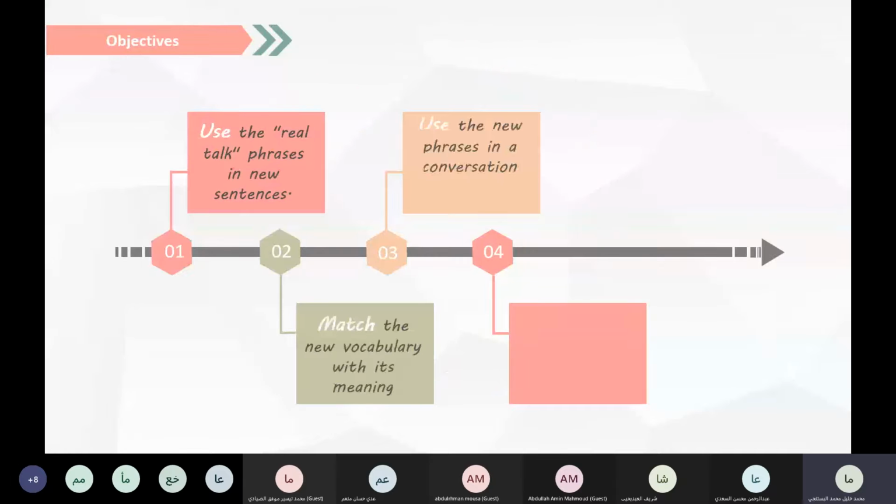These are the objectives. Here we are going to use the real talk phrases. As usual, in each conversation we have real talk, new expressions, phrases. Then we are going to match the new vocabulary with its meaning. After that, we have to use the new phrases in a conversation. Finally, we are going to answer the questions about the conversation. These things we are going to do in our class today.